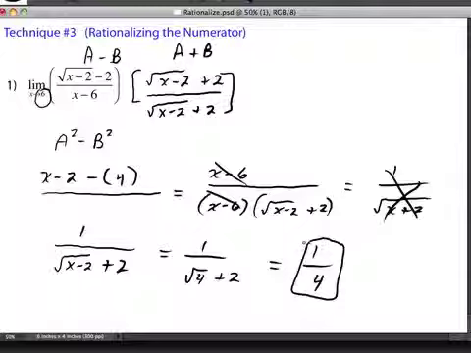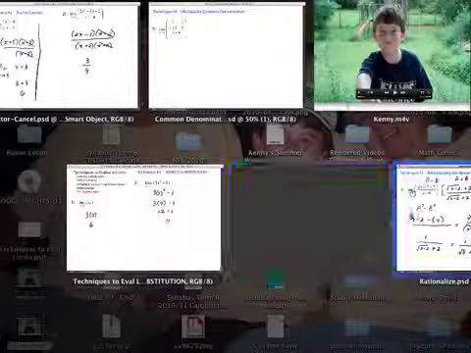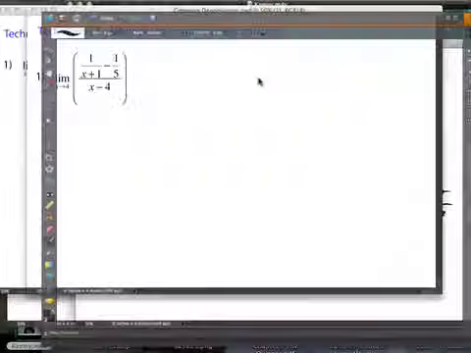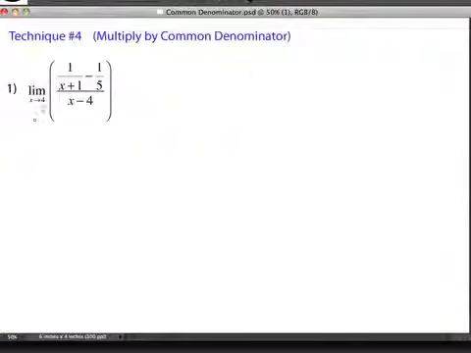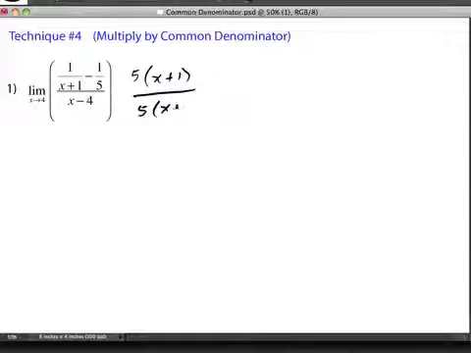Another technique is multiplying by a common denominator. Here's a fraction. Again, if I put it, it's a rational, no radicals, I can't factor it. If I put 4 in, I get 1/5 minus 1/5, so it's 0 over 0. So I'm going to multiply by the common denominator of the numerator, which is 5 times x plus 1 divided by itself. You have to multiply by a fancy form of 1. It's called the multiplicative identity. This way you don't change the value.